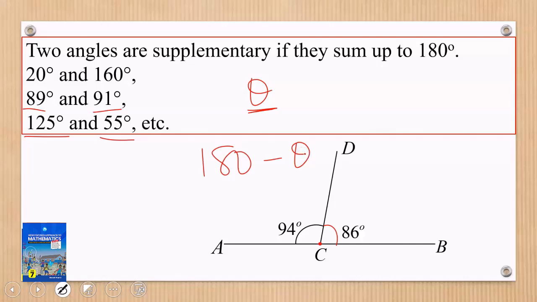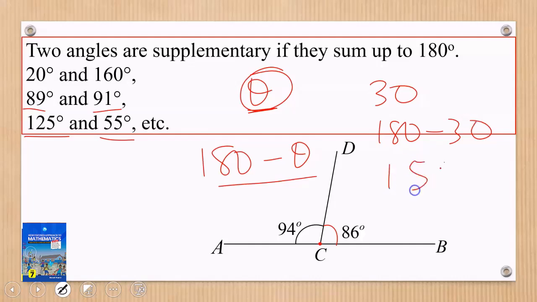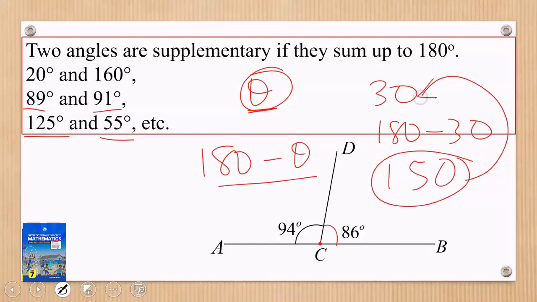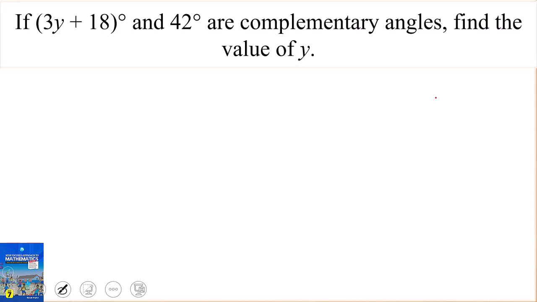Do you understand it this way? If I have an angle unknown and I want to call that angle theta, and I want to find the supplement of the angle theta, I'll just do 180 minus theta. So assuming theta is 30 degrees, then I'm going to do 180 minus 30. The result 150 is a supplementary angle to the angle 30 degrees. Now let's use this to solve questions.